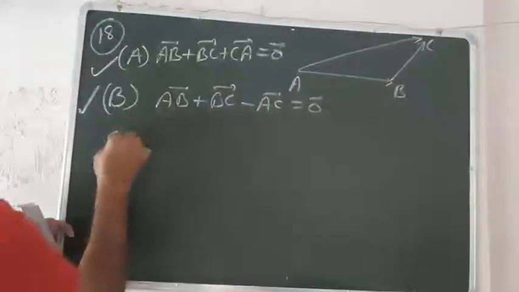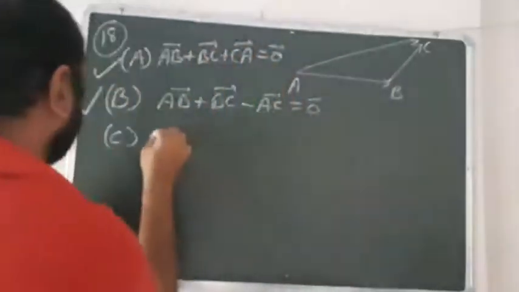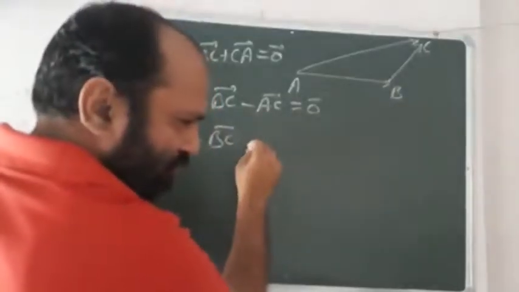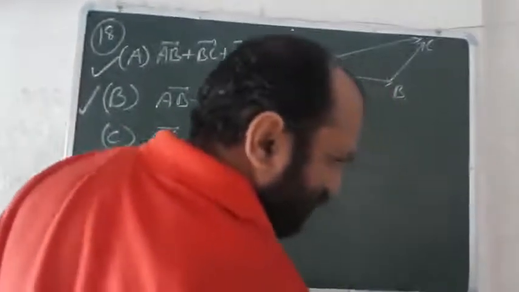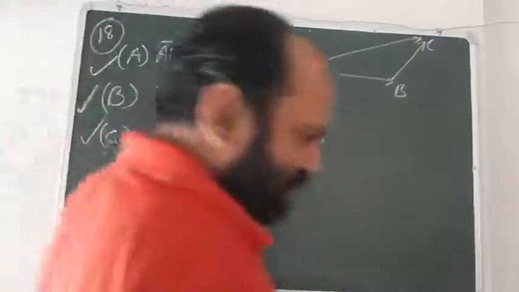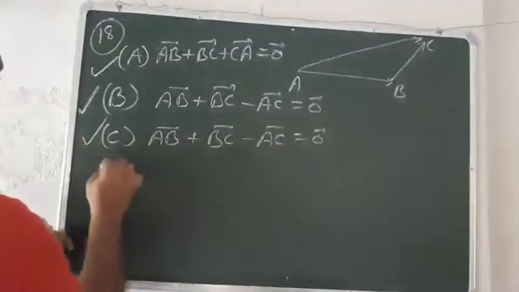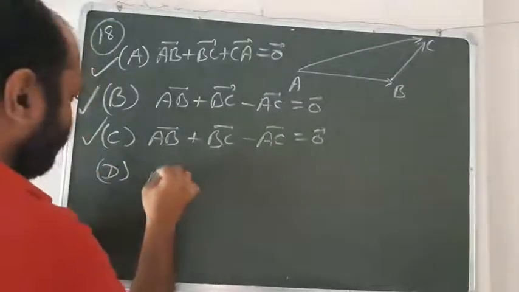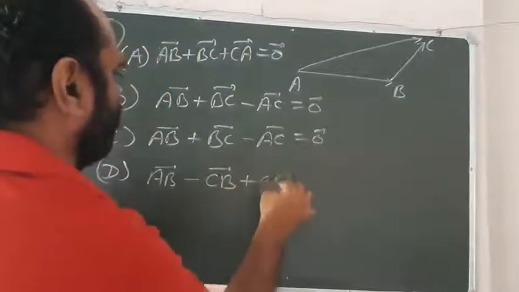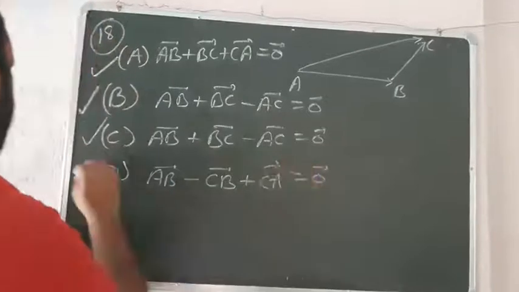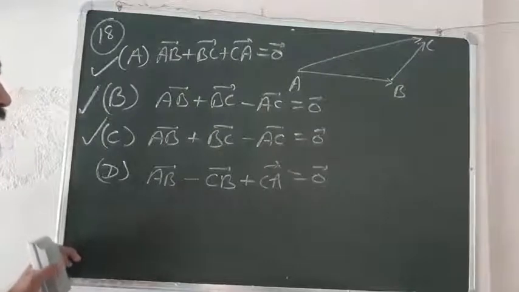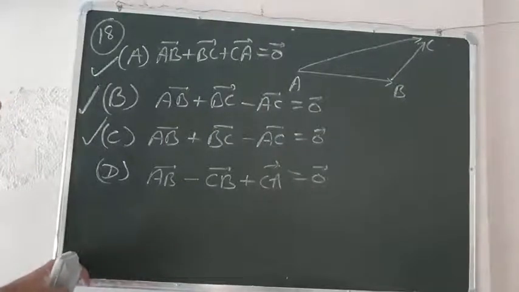And the third one, the C part, is AB vector plus BC vector minus AC vector. They are the same thing, right? I think this is also the same. And the last one, the D part, is AB vector minus CB vector plus CA vector. These all are equal, because minus CB vector means plus BC vector. AB vector plus BC vector plus CA vector is equal to 0. So this is also right.